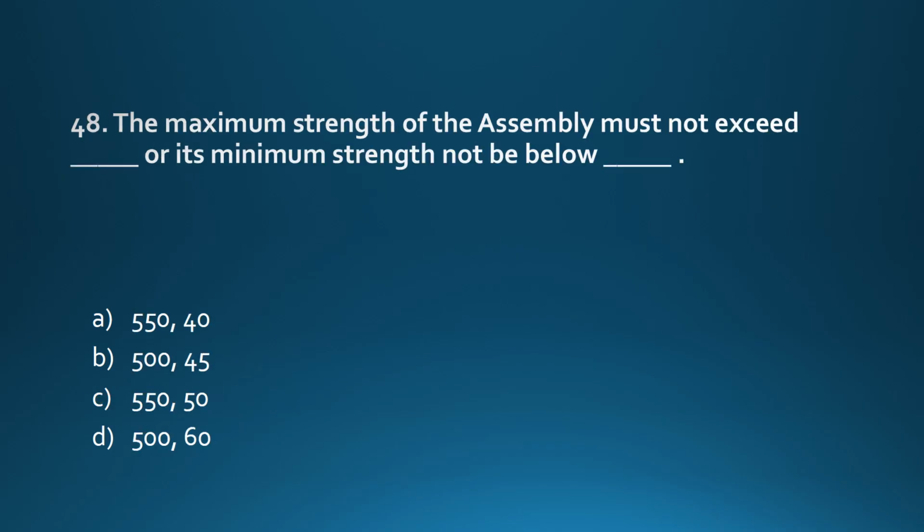Question number 48. The maximum strength of the assembly must not exceed dash or its minimum strength not be below dash. Option A 550, 40. Option B 500, 45. Option C 550, 50. Option D 500, 60. Correct answer is option D 500, 60. The maximum strength of the assembly must not exceed 500 or its minimum strength not be below 60.